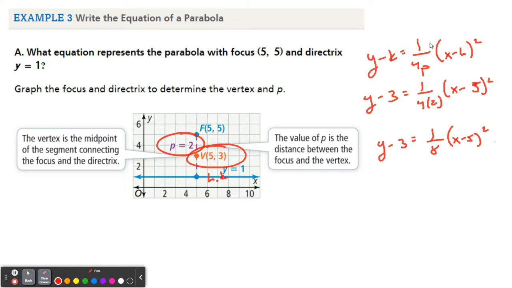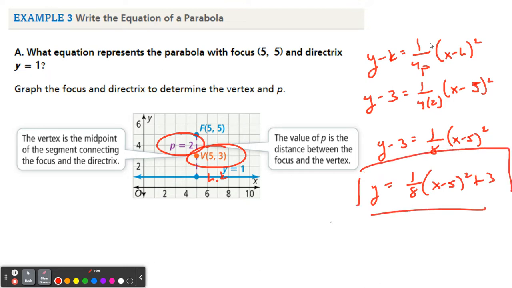If you want to, you can bring the 3 over by adding it. It just goes at the end. And this would be your vertex form: y equals 1/8 x minus 5 squared plus 3. Again, if you think about your parabolas, this is a translation to the right 5 and up 3. So from the origin, right 5, up 3, there's your vertex. And because of this 1/8, you're actually kind of wide. Remember from your knowledge from Algebra 1, if the absolute value of a is less than 1, between 0 and 1, then you're going to be a wider graph.